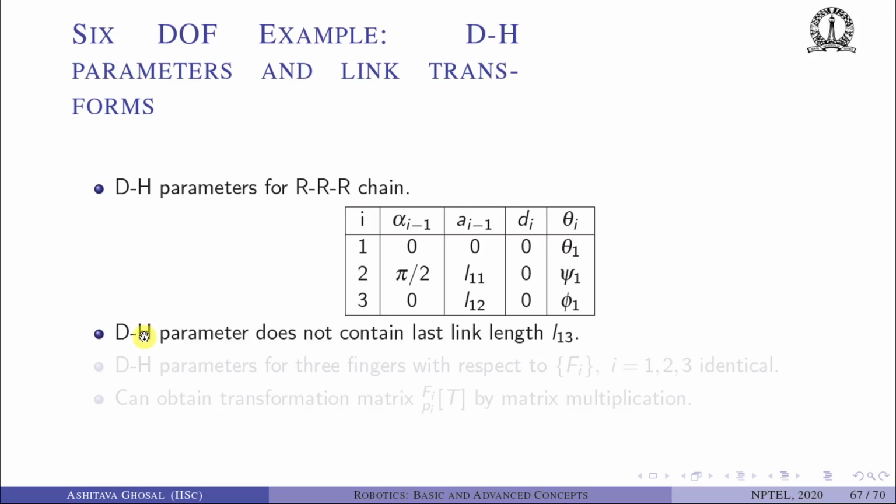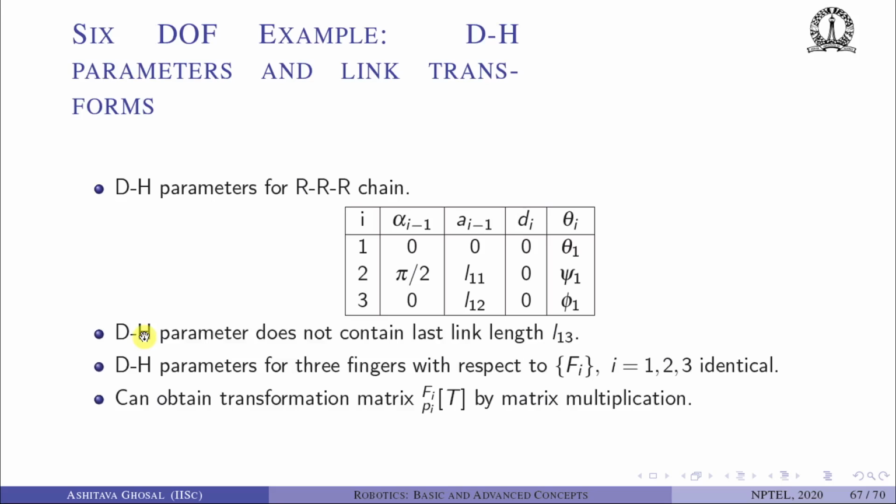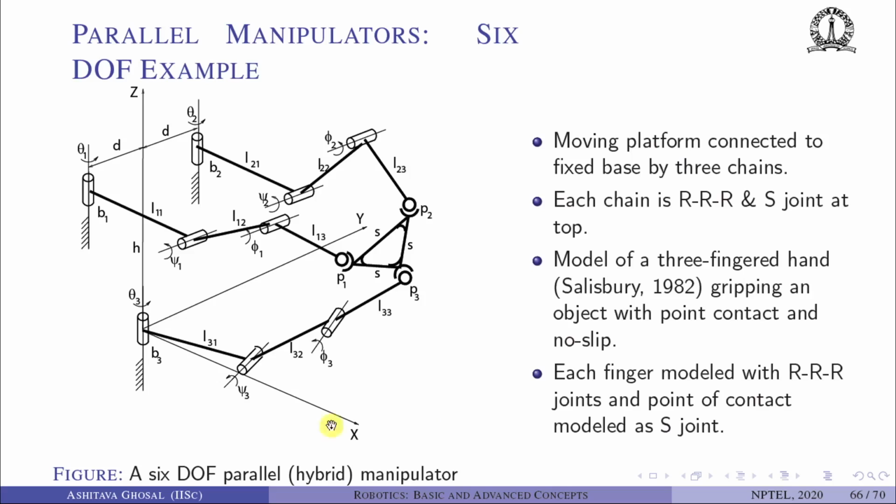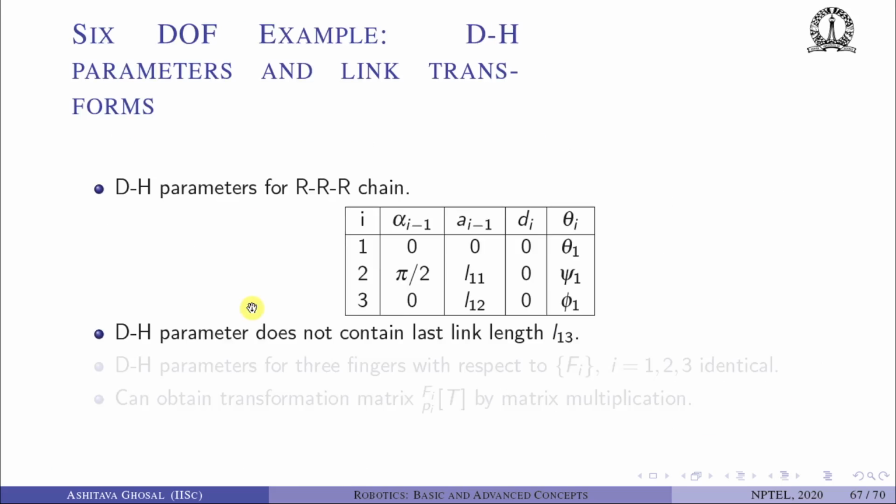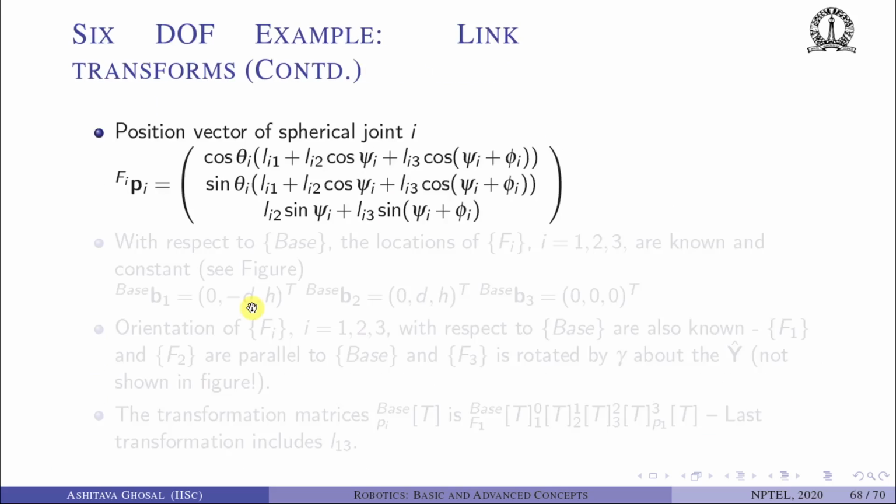Okay, so if you call the fixed points of the RR chain as Fi, so with respect to Fi they are identical, and we can find the transformation matrix Fi to Pi. What is Pi? Pi is these points P1, P2, P3. So I can find the transformation matrix of Pi to F, P1 to F1, P2 to F2, and so on. How do I do that?